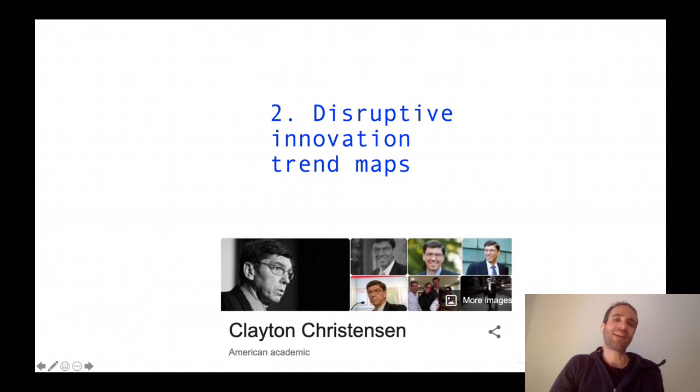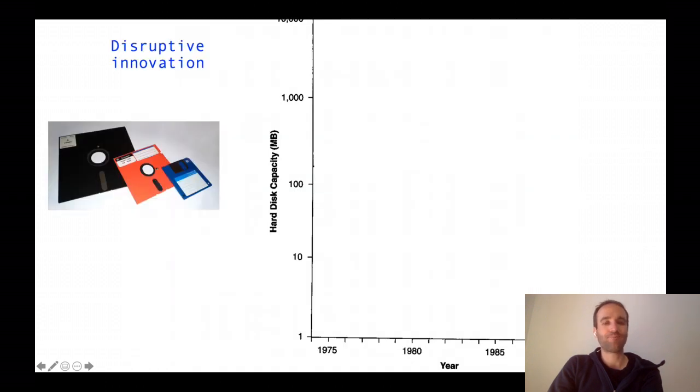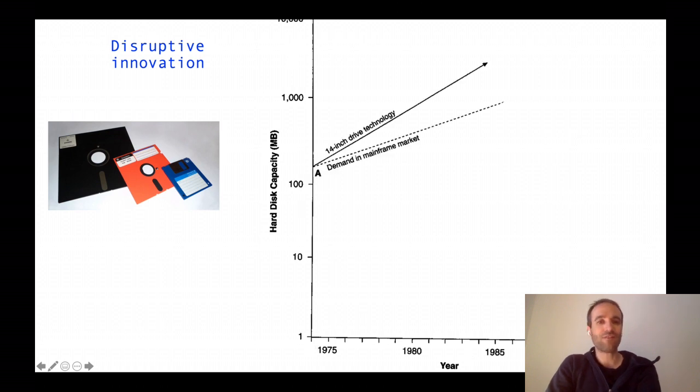Clayton Christensen and his disruptive innovation trend maps. So Mr. Clayton decided to investigate hard disks, and he came up with these very interesting charts. This is not a hard disk, but it serves the purpose. He decided to plot the hard disk capacity here and the years here, and he found out the following.